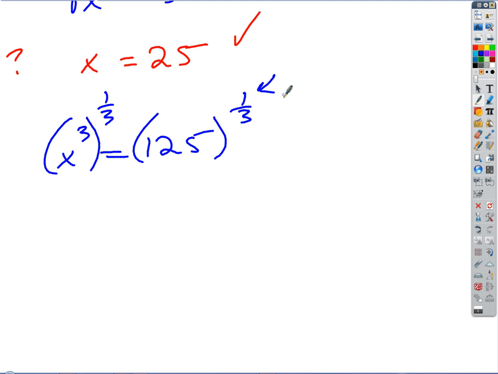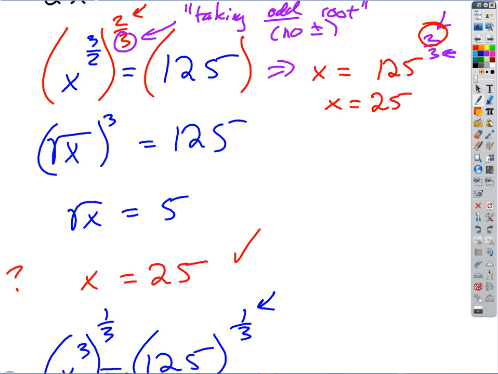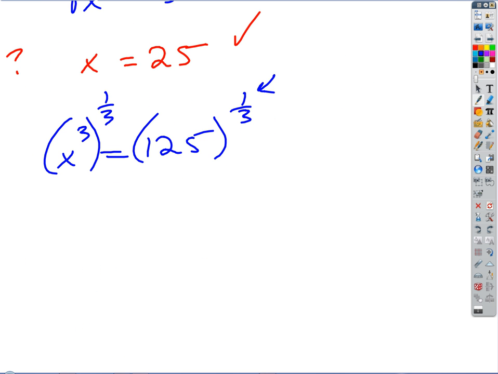We'll look at an example where the top is odd and the bottom is even in a second. Does that make sense though? You get what I'm saying? Taking a root of both sides does not add extraneous solutions, but taking a root and then taking it to some power does. Okay? Questions on that? All right.